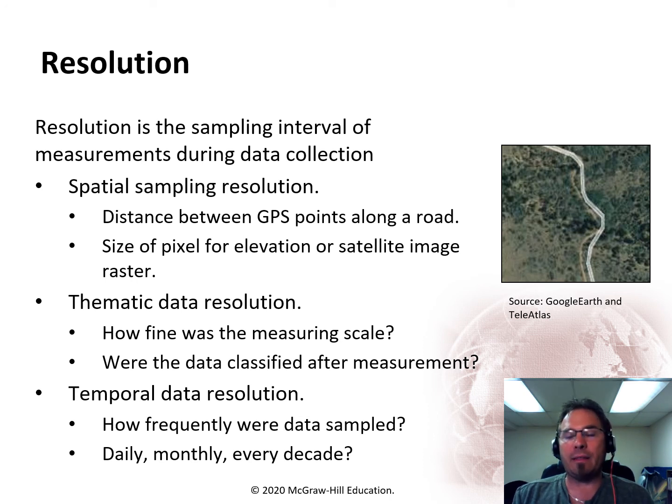It's no different than the mapping analogy we had before. For erosion control, I need high resolution because I'm looking at the fine details. But if I'm just looking at the US, I pull that way back and I can use the very generalized form of that. So the resolution is the sample resolution, for example, the distance between GPS points along a road, or the size of a pixel for elevation.